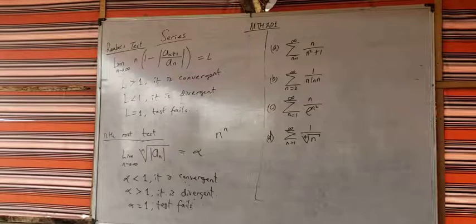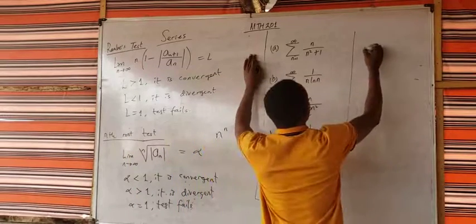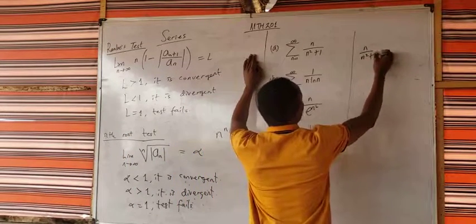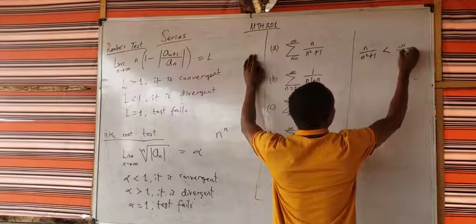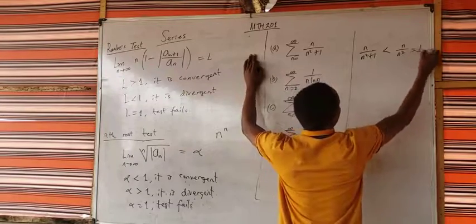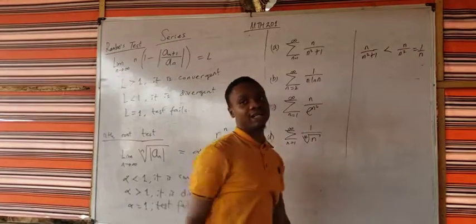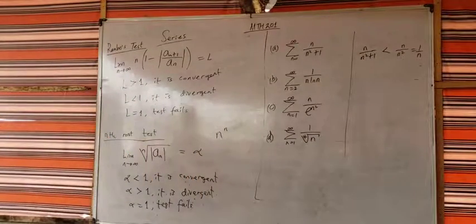If you try, you can try to reduce it or try to increase it. Look at n over n squared plus 1. The only thing you are sure is that it is less than n over n squared. And n over n squared is equal to 1 over n. That means it is less than 1 over n. What can you say about 1 over n? That's a P series with P equal to 1. That's divergent. So it is less than a divergent series, so you can't conclude.